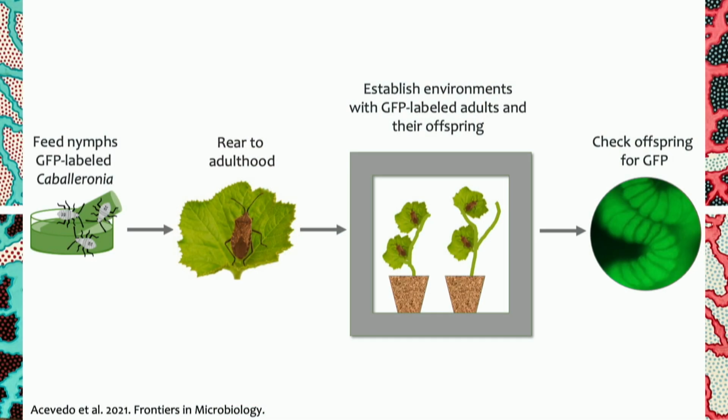So we did an experiment many years ago now where we took some bugs, we fed them GFP-labeled bacteria, we reared them to adults, and then we just put them in boxes. My lab's very technical. We've got boxes and plants, lots of boxes and plants. And then we just started to track the offspring to see if they had the GFP bacteria. The only way they can get these bacteria is some way they got out of the adult and then get picked up by these offspring.